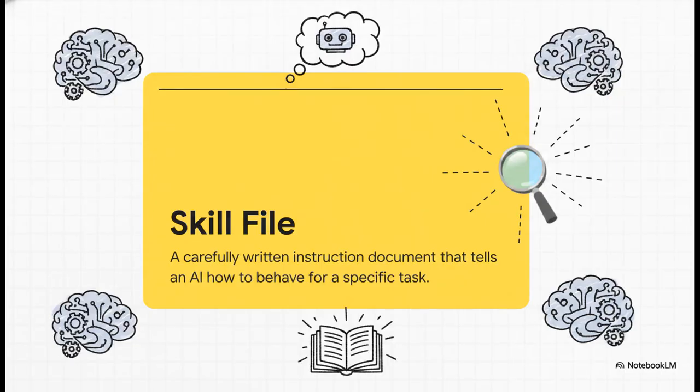So let's define it. A skill file is basically a carefully written instruction document. You're telling the AI how to behave for a specific task. You're not just asking it a question, you're actually giving it expertise. You're teaching it how to think like a career coach for that one specific job.